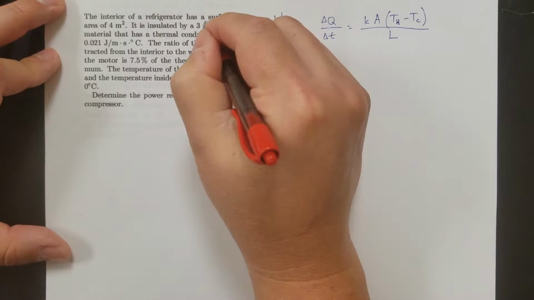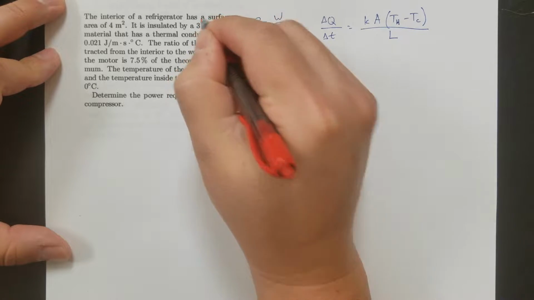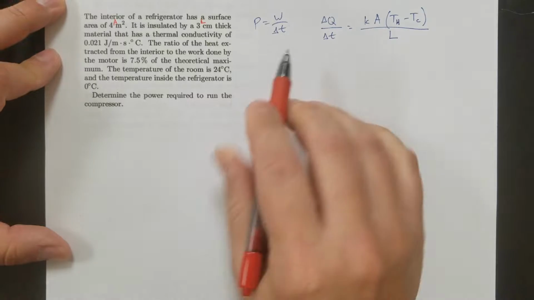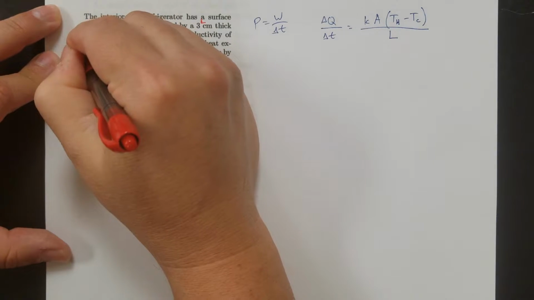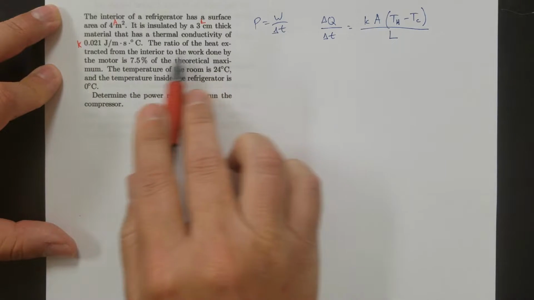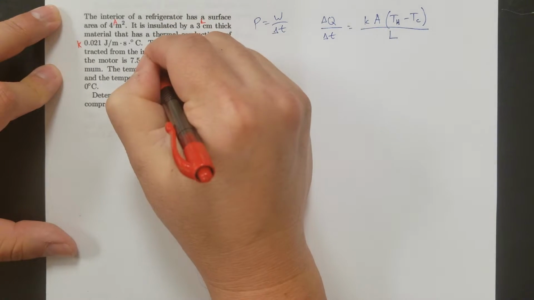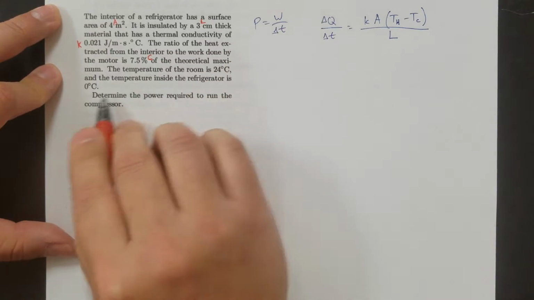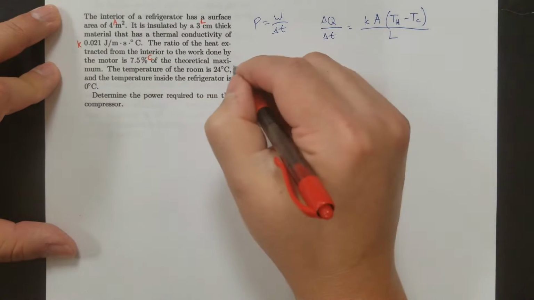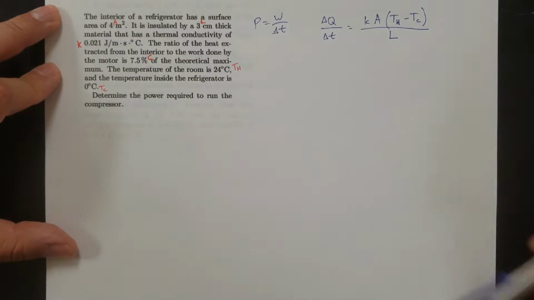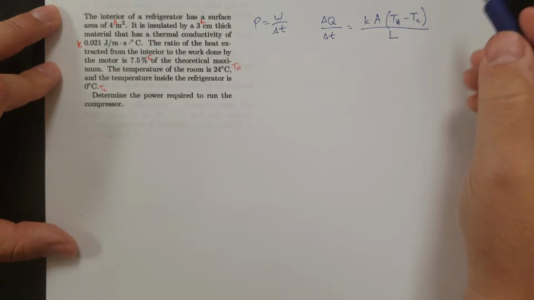So what's what? 3 centimeters thick, that's my thickness, except I need to convert that to meters. 4 square meters, that's my area. Thermal conductivity, that's my K. Next, that's the coefficient of performance. I'm going to talk about that in a second. That's a coefficient. Temperature of the room is 24 degrees, temperature inside the refrigerator. So this is my hot temperature, and this is my cold temperature. Okay, so I've got all this stuff.